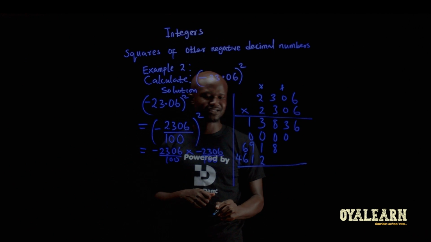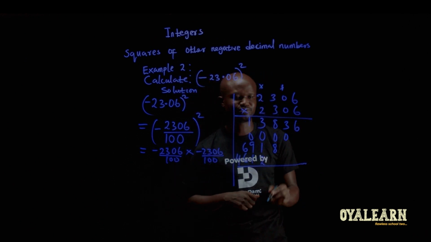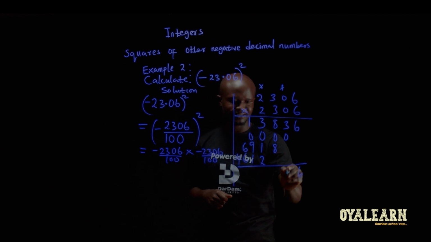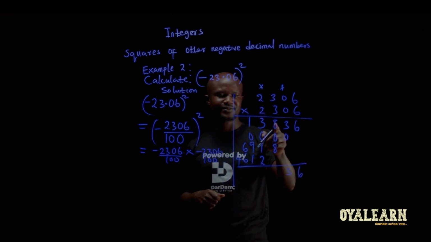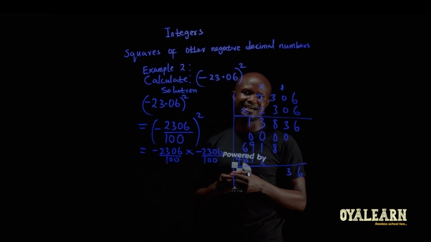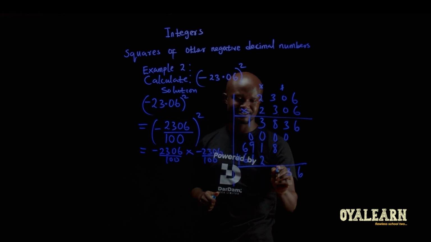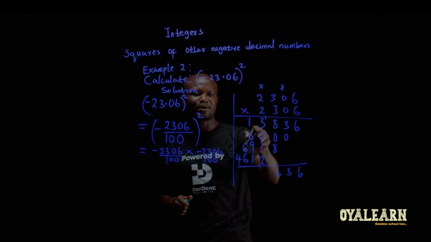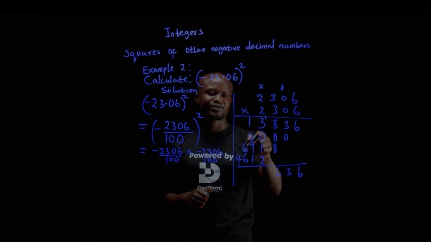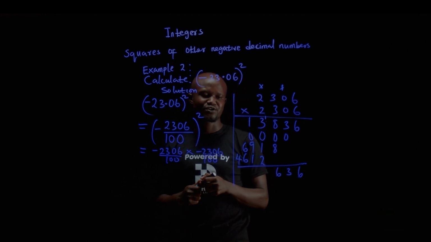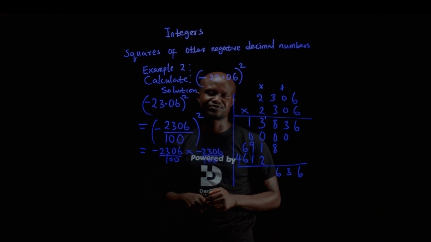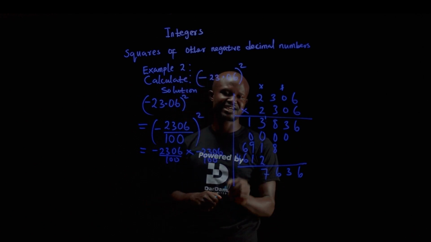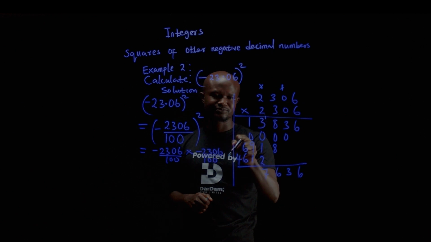What are we doing? We are going to add together now. That's the next thing to do. So we have 6. Then we have 3. 8 plus 0, that is 8. Plus 8, 16. We carry 1. 1 plus 3, what do we have? 4. 4 plus 0, that is 4. 4 plus 1, 5. 5 plus 2, we have 7. So we write 7.